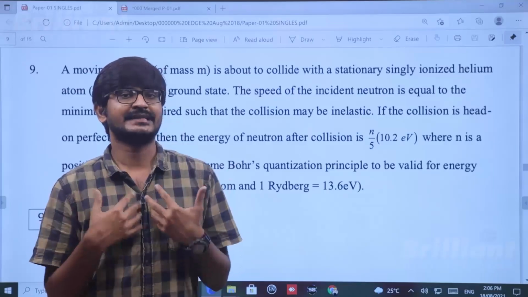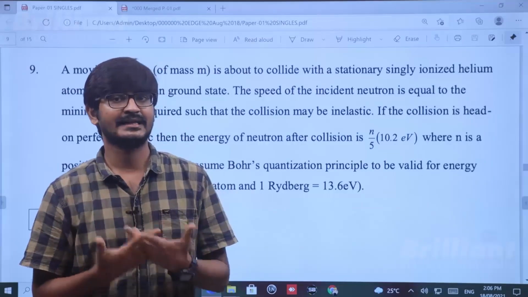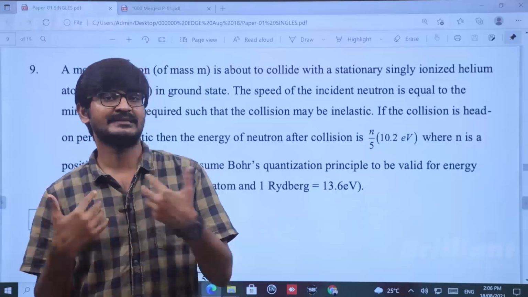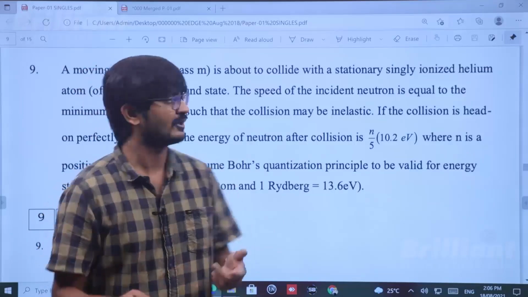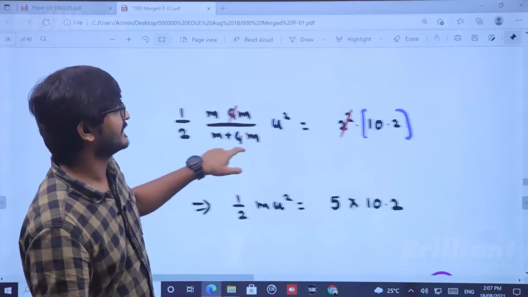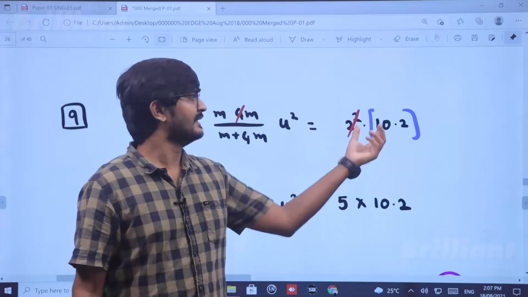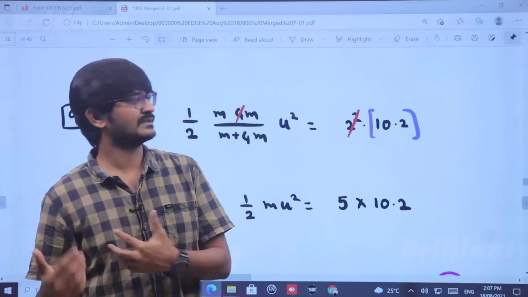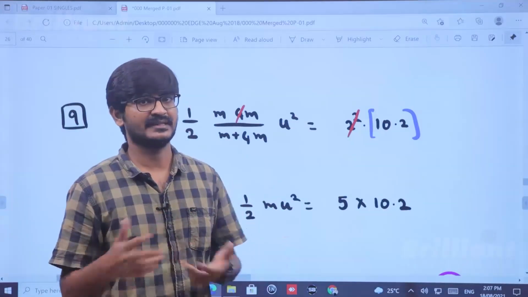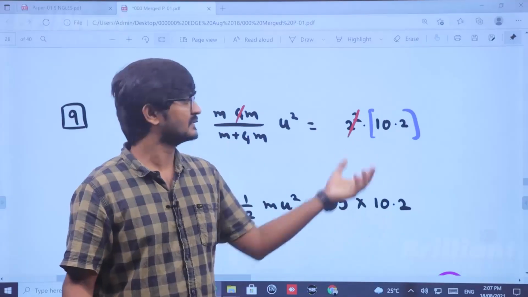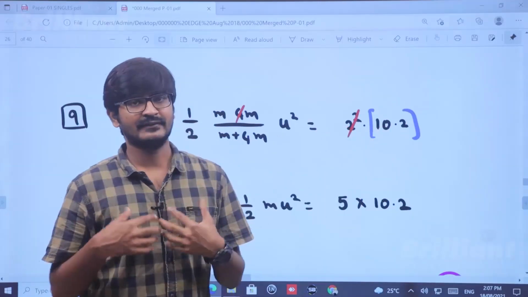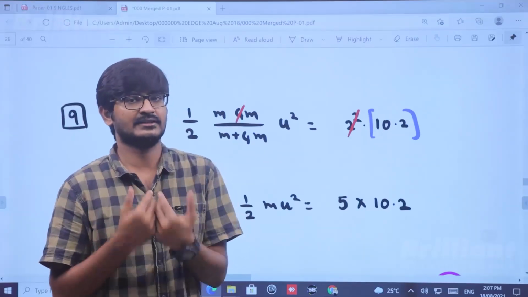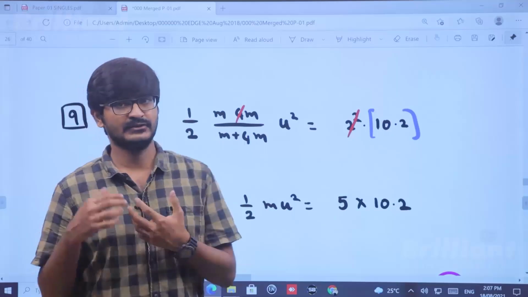If the collision is inelastic, where will the mechanical energy loss be going? That will be going for excitation, right? So minimum excitation energy needed for helium ion, how much will it be? It will be 10.2 times 2 square. 10.2 is the minimum energy needed for hydrogen, right? And energy will be in the form Z square by n square, so Z square will be 2 square. So this is the minimum energy needed for helium to get excited. So that must be the mechanical energy lost during the collision. What is the mechanical energy lost during the collision?